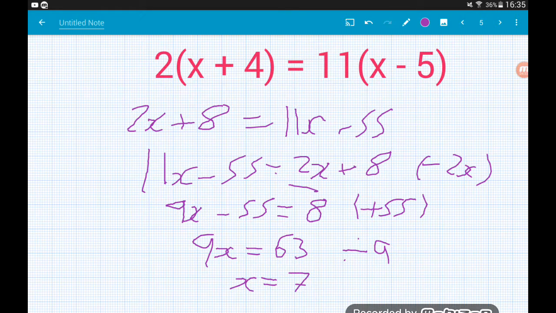Okay, so if you have an equation with an x on both sides and there's brackets involved, you absolutely need to expand the brackets first. Cracking.